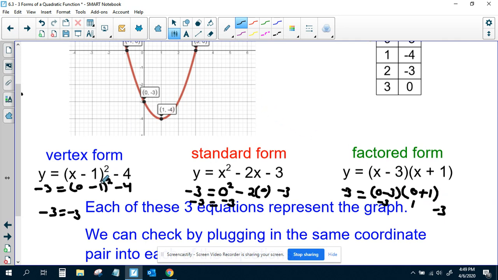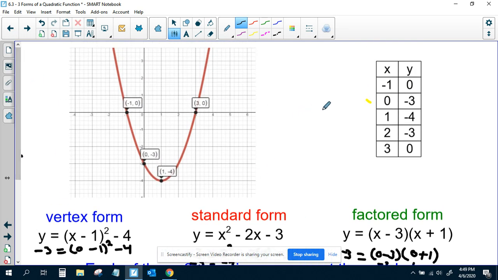So that means that this point is on every single form of this parabola. And coincidentally, no matter which of these ordered pairs we plug in, they will all check out for the vertex form, for standard form, and for factored form.